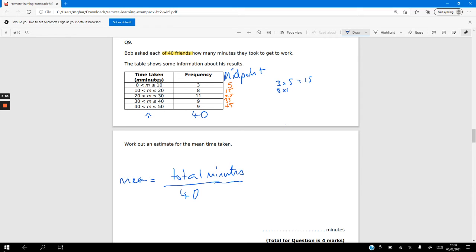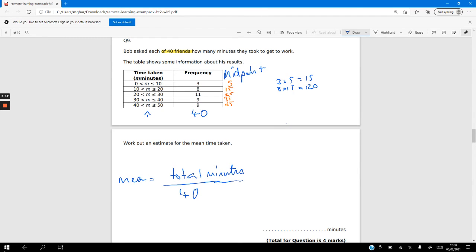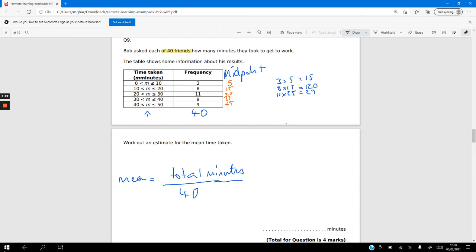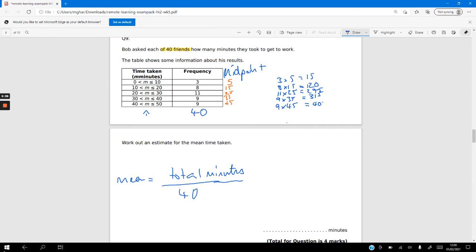Then I'm going to do 8 times by 15, and I get 120. I'm going to do 11 times by 25, and I get 275. I do 9 times by 35, and I get 315. I do 9 times by 45, and I get 405. I then need to add all of them together.